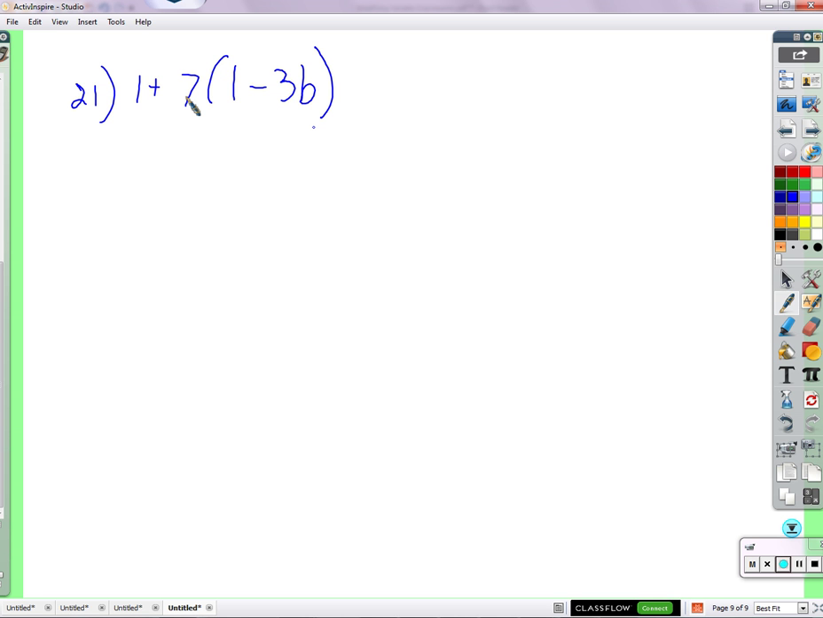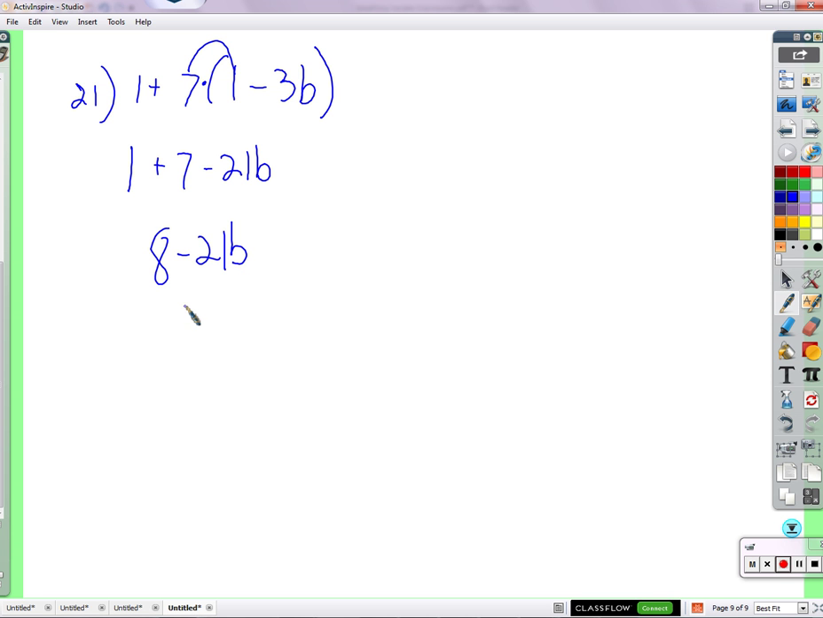Distribute the 7 first, because the 7 is being multiplied, right? And the way that I would multiply is to distribute. So the 7, should I add it to 1? No, because 7 is multiplied by this, and multiplication comes before addition. We distribute the 7: 7 times 1 is 7, and 7 times negative 3b. So 1 plus 7 becomes 8 minus 21b.